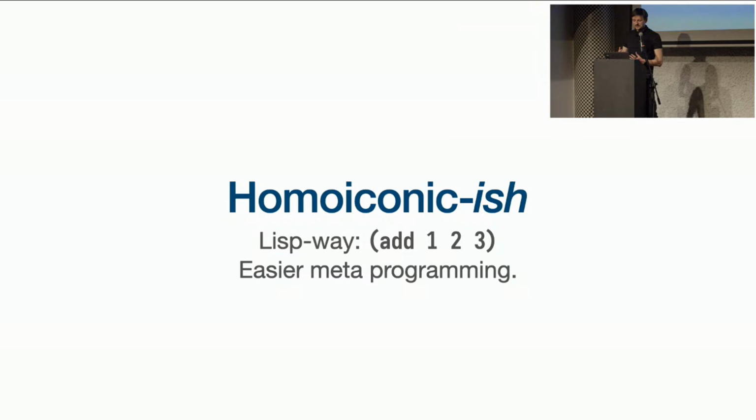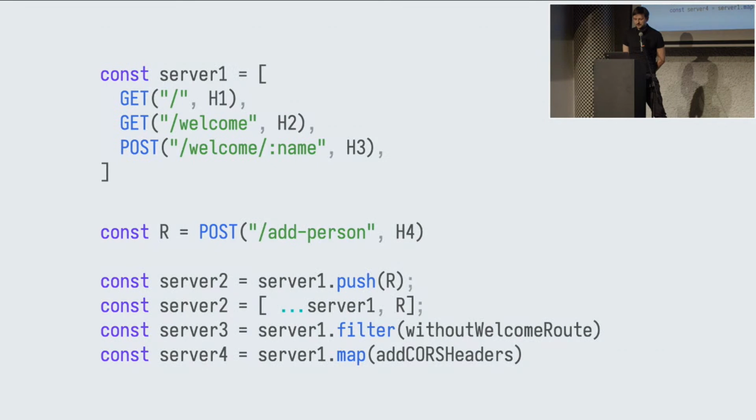And in the case of my ideal web server, I could define a server one, right? I could have three routes. And then, for example, I would have another route to add, error. And I could say, well, server two is just server one plus the error at the end, right? So I'm using push, which is built into JavaScript, or I could spread it like that. Then I could say, maybe I have a predicate, like I don't want to have this welcome route. And I could use filter, which is again built in. So I'm using JavaScript to operate on those servers, and I can define those servers while programming to some extent.